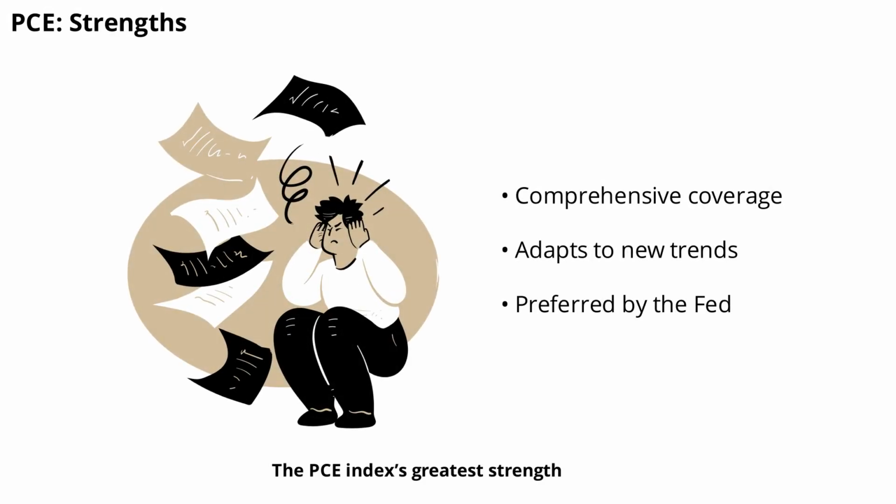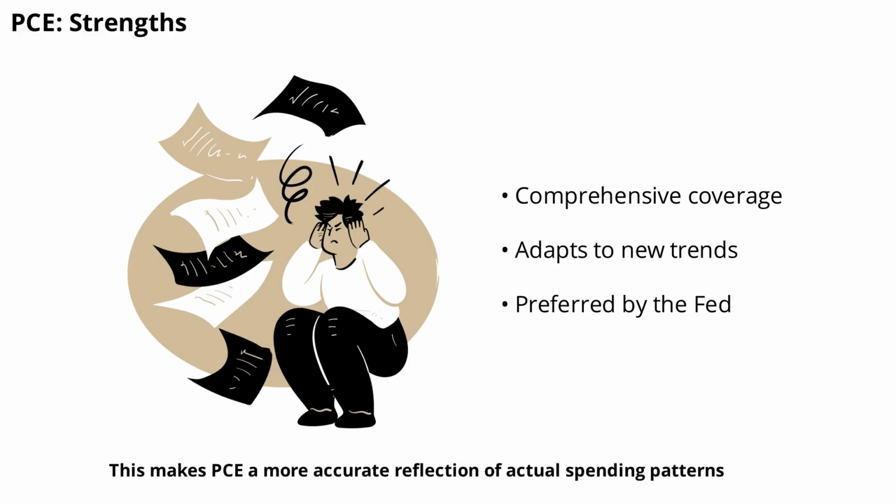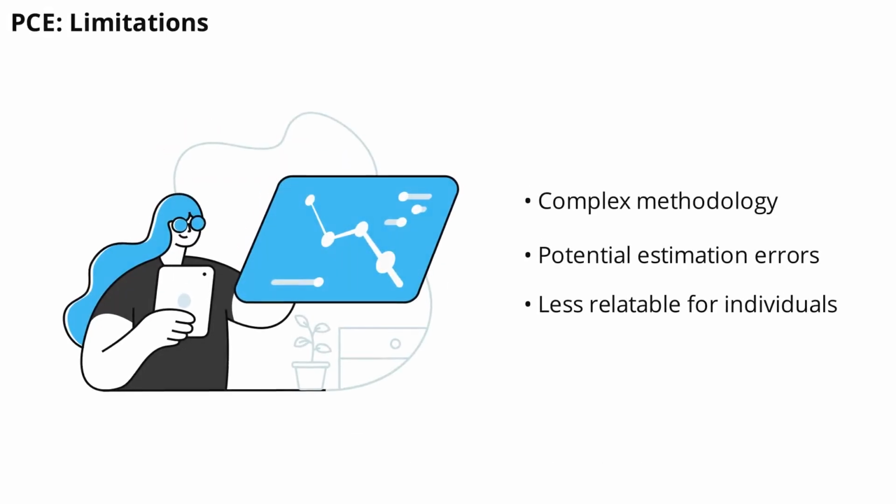PCE index's greatest strength is its comprehensive coverage and adaptability. By including all household consumption, even third-party payments, PCE provides a more complete picture of inflation. Its dynamic basket and use of the Fisher-Ideal formula allow it to adjust to changing consumer behavior and new products. This makes PCE a more accurate reflection of actual spending patterns, which is why it's favored by the Federal Reserve for policy decisions.